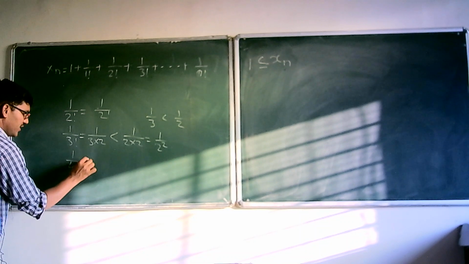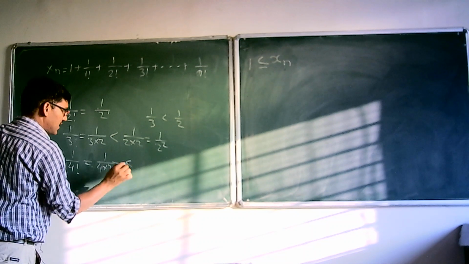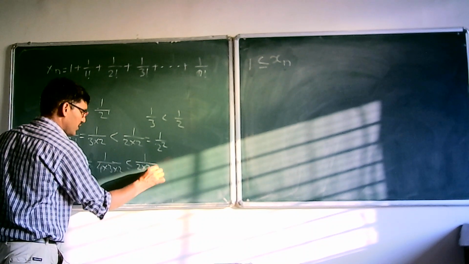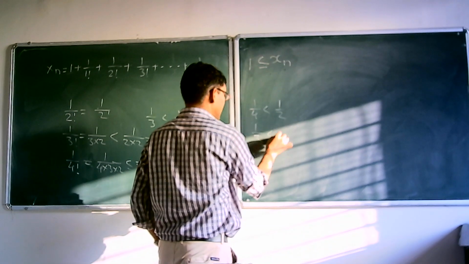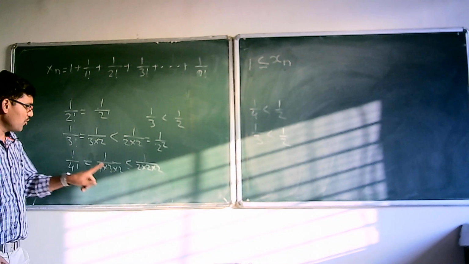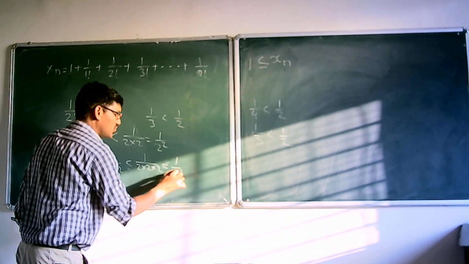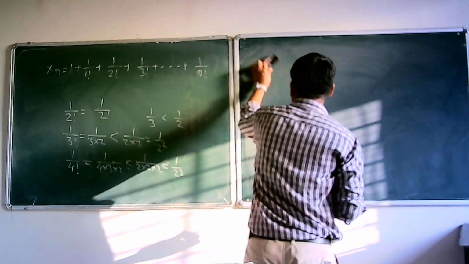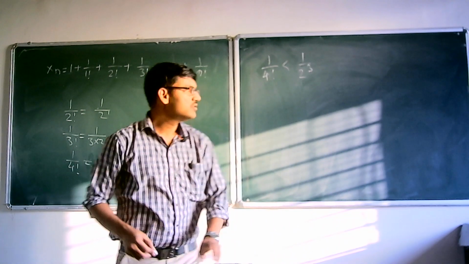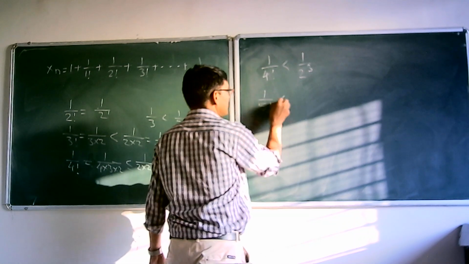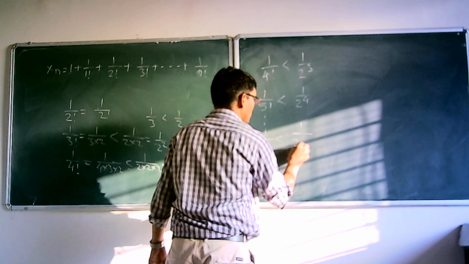Similarly, 1 upon 4 factorial is equal to 1 upon 4 into 3 into 2, which is less than or equal to 1 upon 2 into 2 into 2, because 1 by 4 is less than 1 by 2 and 1 by 3 is less than 1 by 2. So it is equal to 1 upon 2 raised to 3. So 1 upon 4 factorial is less than 1 upon 2 raised to 3. Similarly, 1 upon 5 factorial is less than 1 upon 2 raised to 4, and so on. Therefore 1 upon n factorial is less than 1 upon 2 raised to n minus 1.